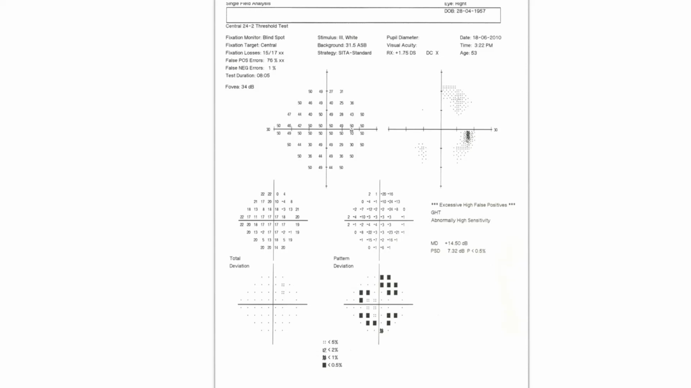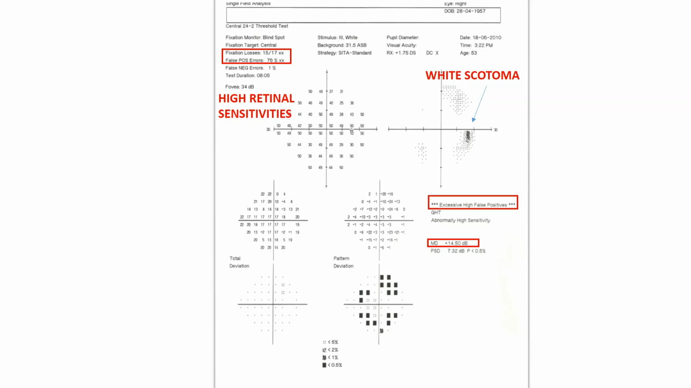This visual field is a classic example of a trigger-happy field of the right eye in a healthy optic disc. It shows a high false positive of 76%, increased fixation losses, high threshold sensitivity values of up to 50 decibels in raw data, white patches in the grayscale map known as white scotoma, and a high positive mean deviation value of plus 14.5 decibel. A message of excessive high false positive is displayed. Glaucoma hemifield test has a classification of abnormally high sensitivity. Total deviation numerical plot has high positive values, and pattern deviation probability plot has more defects than the total deviation probability plot, which is known as reverse cataract pattern.